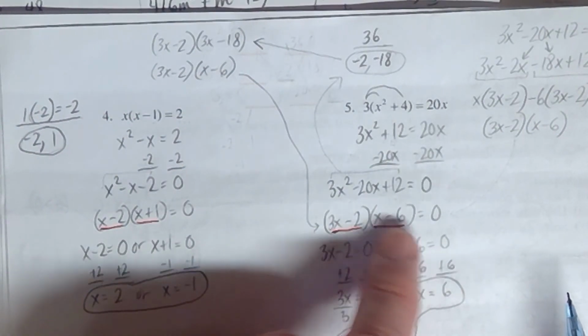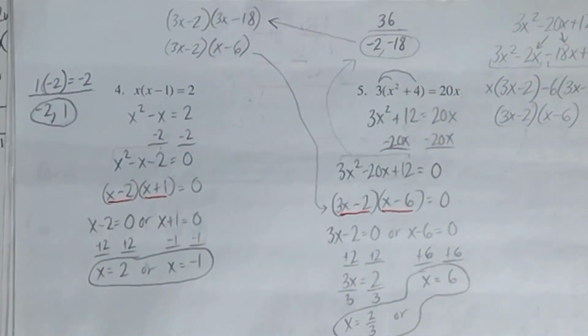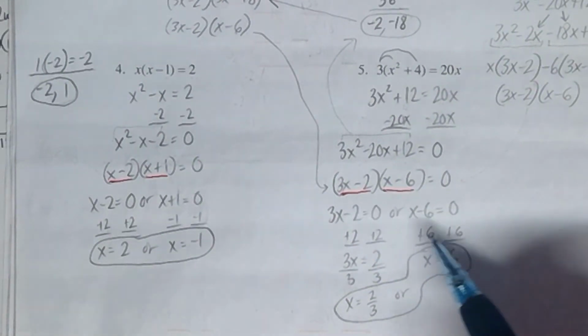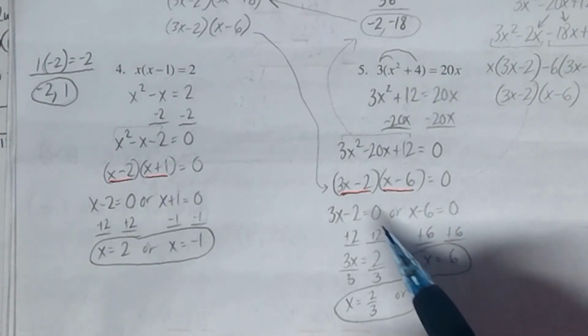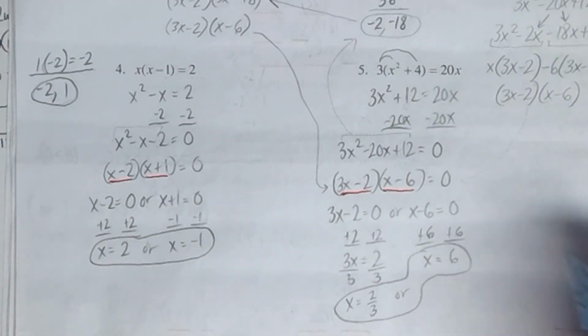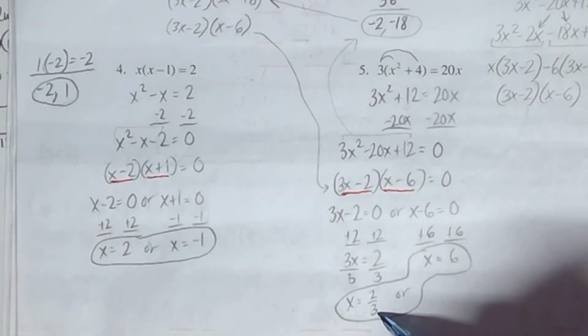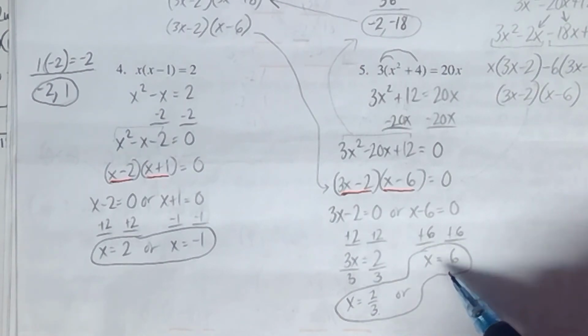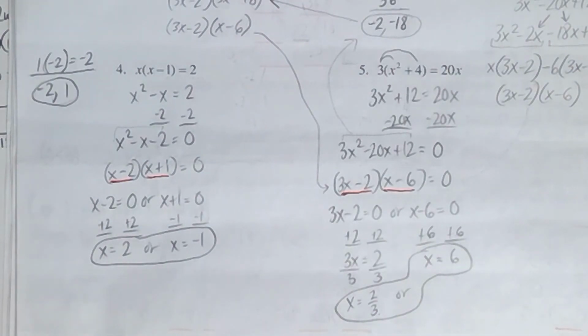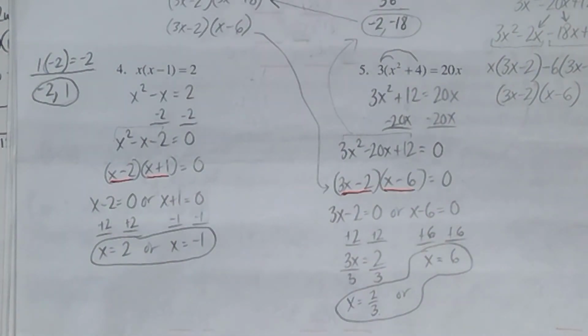We're done factoring. We set the 2 brackets equal to 0. It creates the 2 brand new linear equations. We solve them, and there's your final 2 answers right there. X equal to 2/3, x equal to 6. And so that is how you solve quadratic equations using the factoring method.